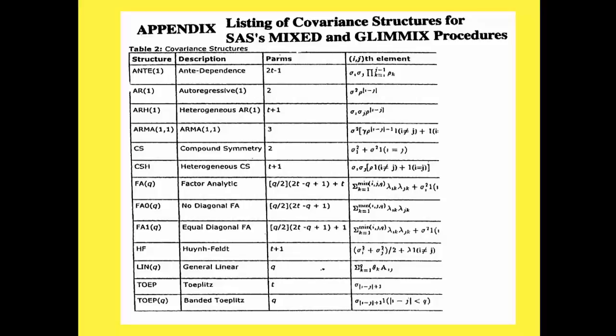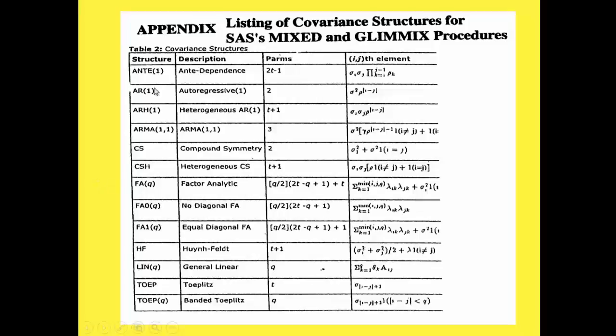If you have a 3x3 G matrix, you can make the G matrix AR1 or exchangeable. You can do that for the G matrix also. And this is the appendix, which you can look at when you're going through the syntax in Mixed, to see what all these different things are.